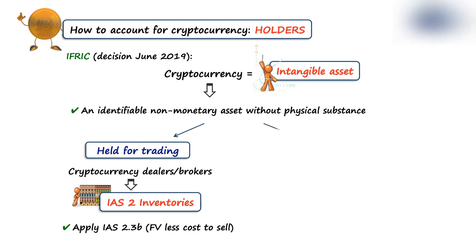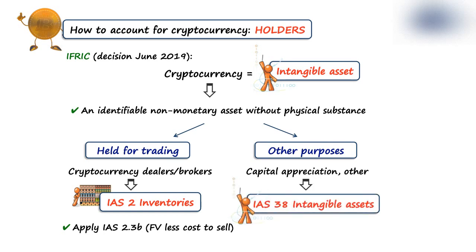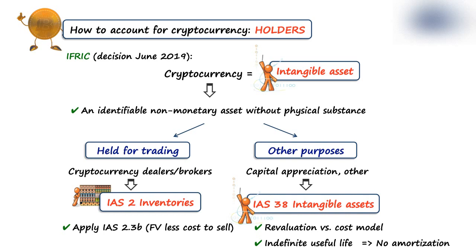If the cryptocurrency is held for other purposes, for example, for capital appreciation, storage of value or other, then the holder should apply IAS 38 Intangible Assets. And here, the holder has a choice to use the revaluation or cost model for the subsequent measurement. And both of these models have their advantages and drawbacks, especially for cryptocurrency, and I write more about it on my website, ifrsbox.com. Anyway, most cryptocurrencies have an indefinite useful life. And as a result, you do not charge any amortization. Just be careful about impairment.